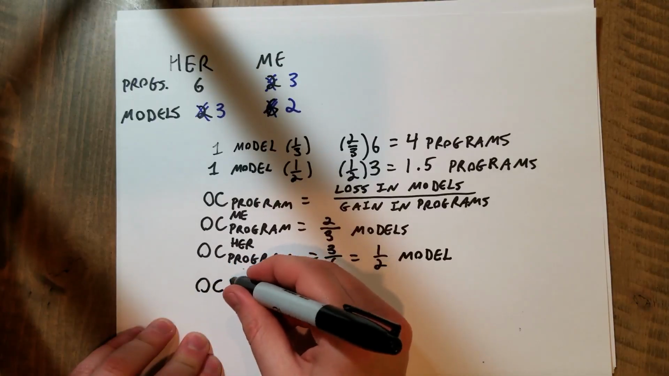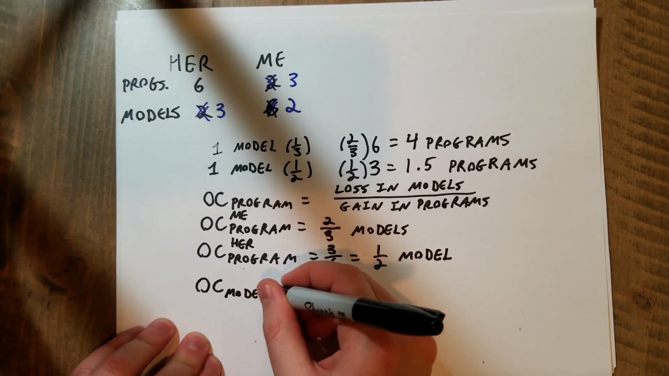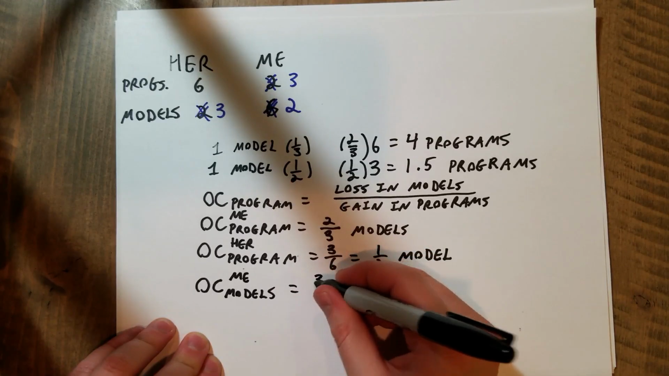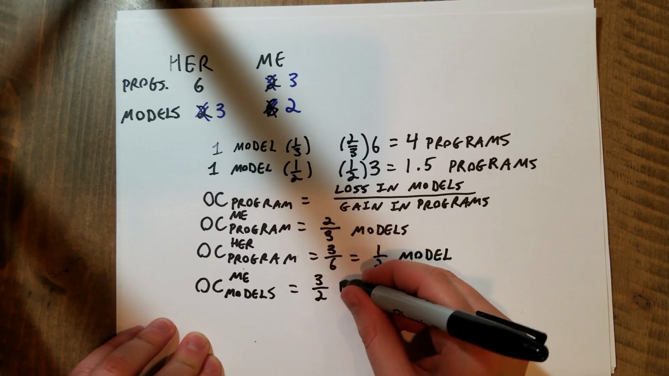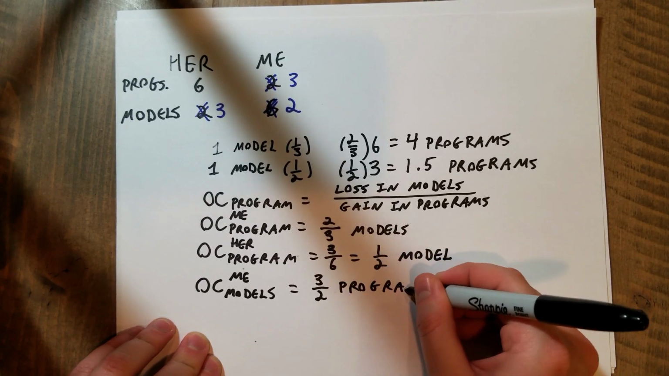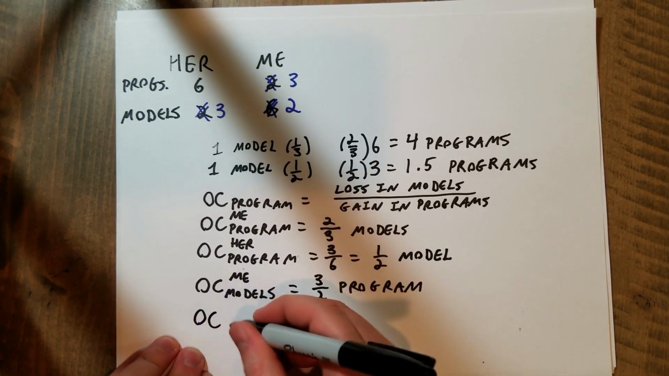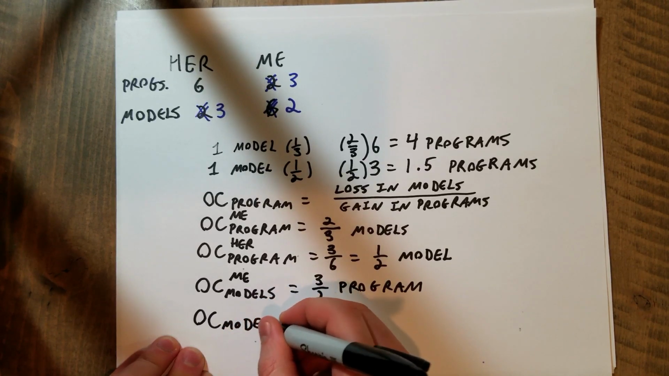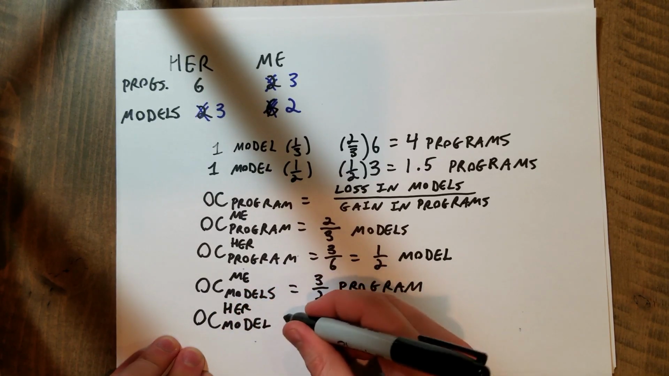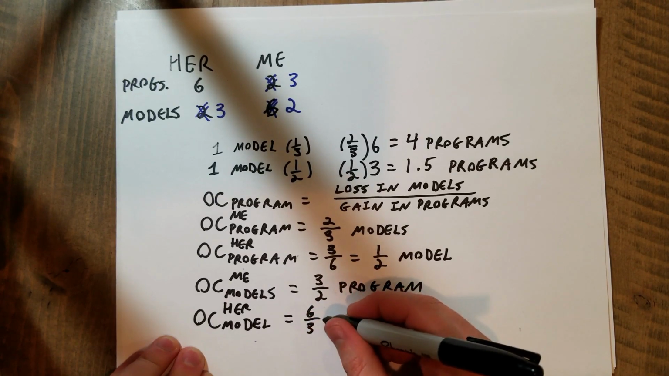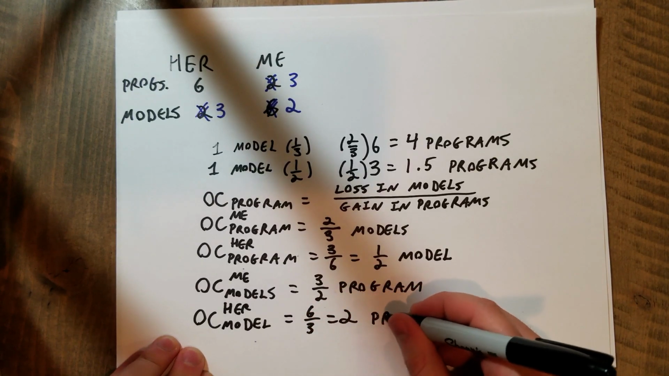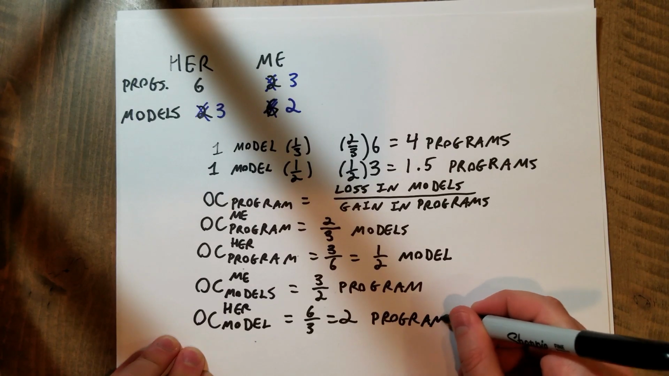Now I did the opportunity cost of programs here. We could do the other way around. We could do the opportunity cost of models for me. Now we just do the same thing in reverse. I give up 3 programs in exchange for 2 models. So 3/2. So the opportunity cost for me of a model is 3/2 of a program. And the opportunity cost for her of making a model, well, she is giving up 6 programs in exchange for 3 models. So her opportunity cost is 2 programs.